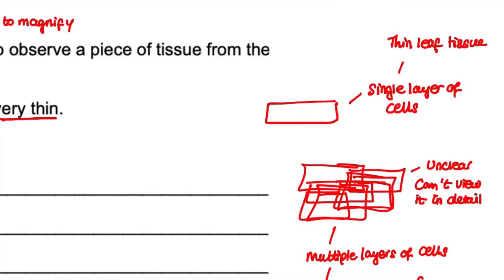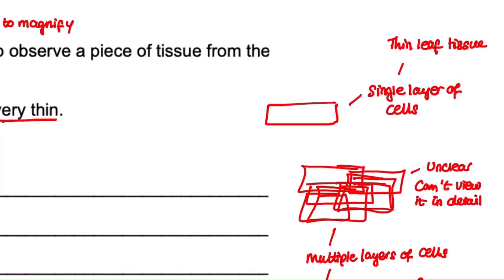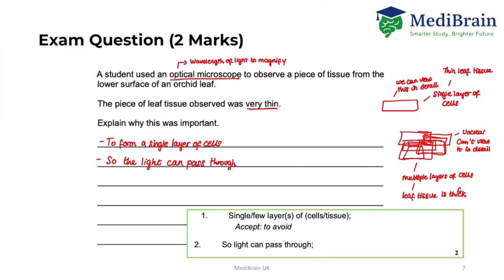Whereas over here, we have a single layer of cells. Because we have that single layer of cells, we can view this in detail. Okay, so that's the exam question. Very common exam question. Make sure that you make a note of this mark scheme. This is a very common mark scheme answer.